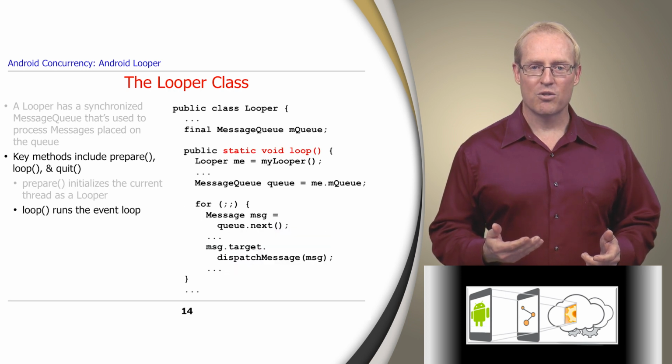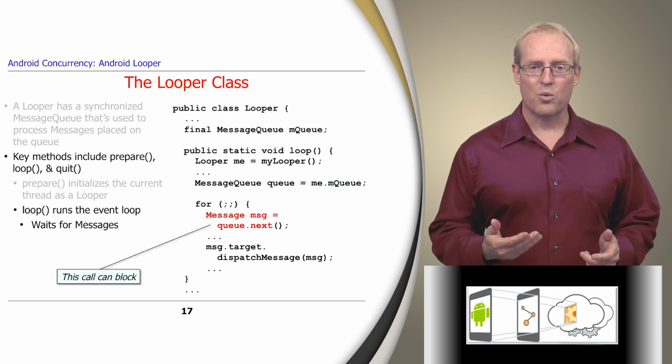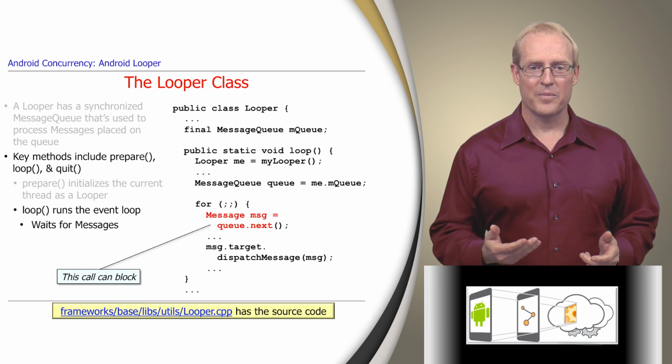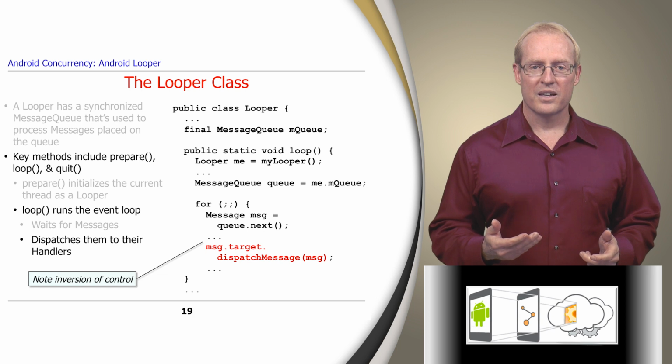The loop static method runs a thread's event loop, which waits for messages to arrive on the looper's thread-specific message queue. The call to next on the message queue can block waiting for messages to arrive, using the Linux epoll scalable I/O event notification mechanism, as shown at this path name. Once the next message is received, the loop method dispatches the message to its target handler. Note the inversion of control here. The looper runs the thread's event loop, and messages are processed via callbacks to handlers provided by application developers.